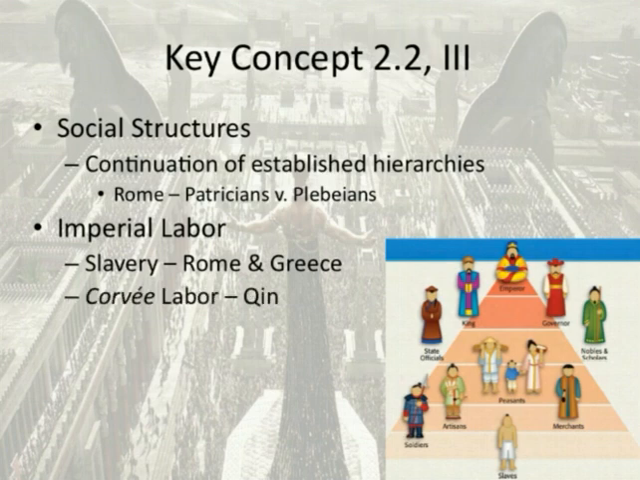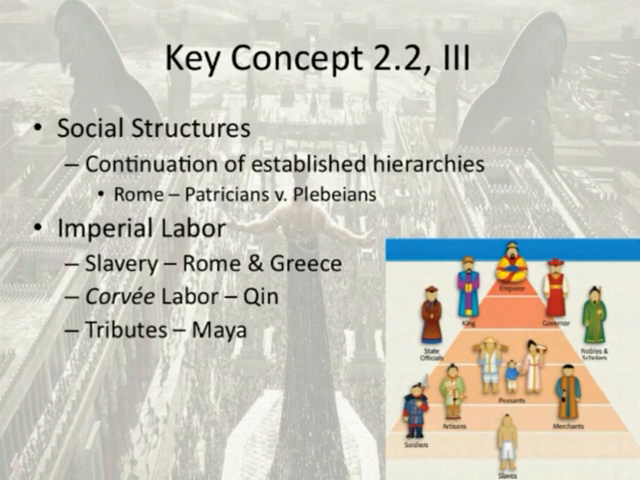You also see the emergence of corvée labor, which is forced work by free people for no money. The best example of this is the Qin using its population to build the Great Wall. A lot of the workers who built the Great Wall weren't paid, but they had to do it, or else they would have ended up in jail or dead. So I would have built it. A lot of them died anyways, though, so I guess it's lose-lose.